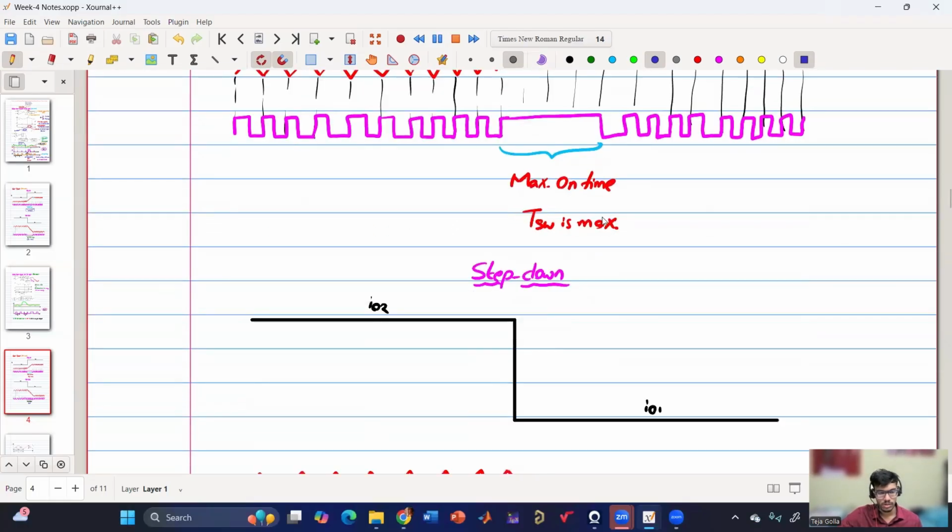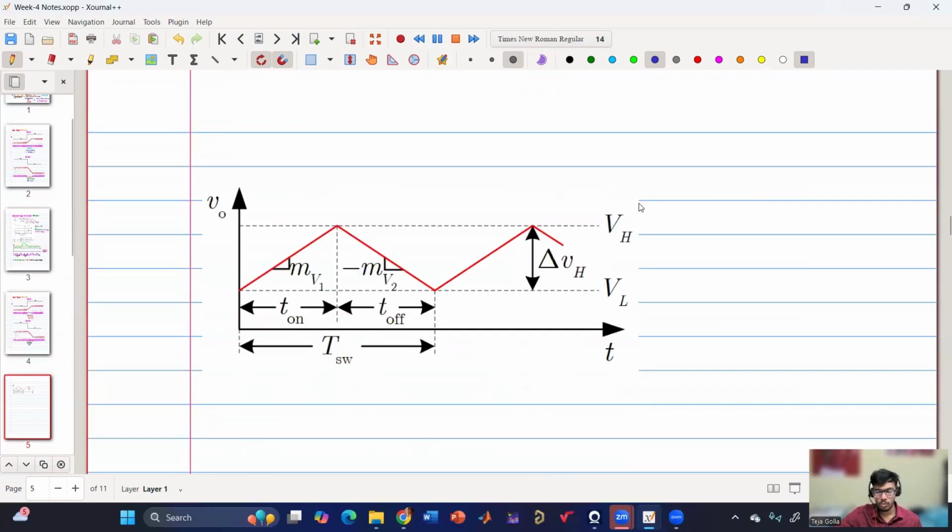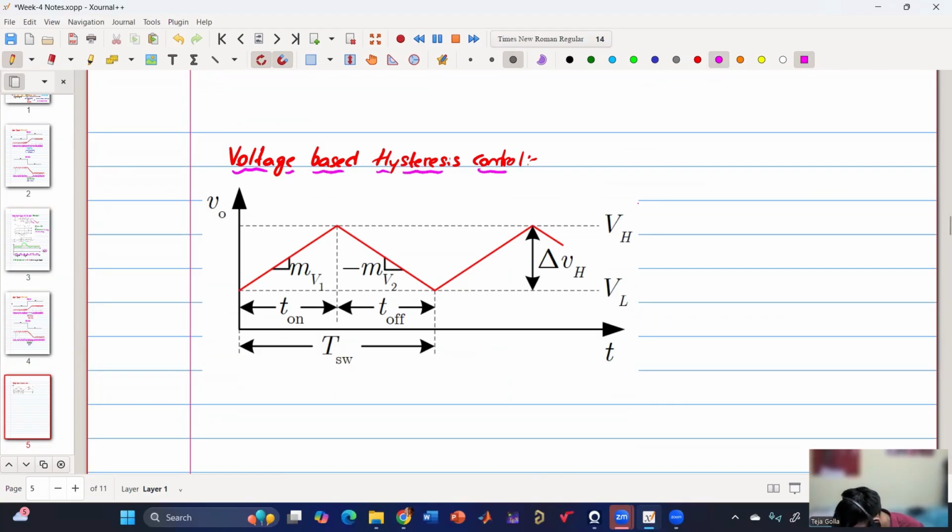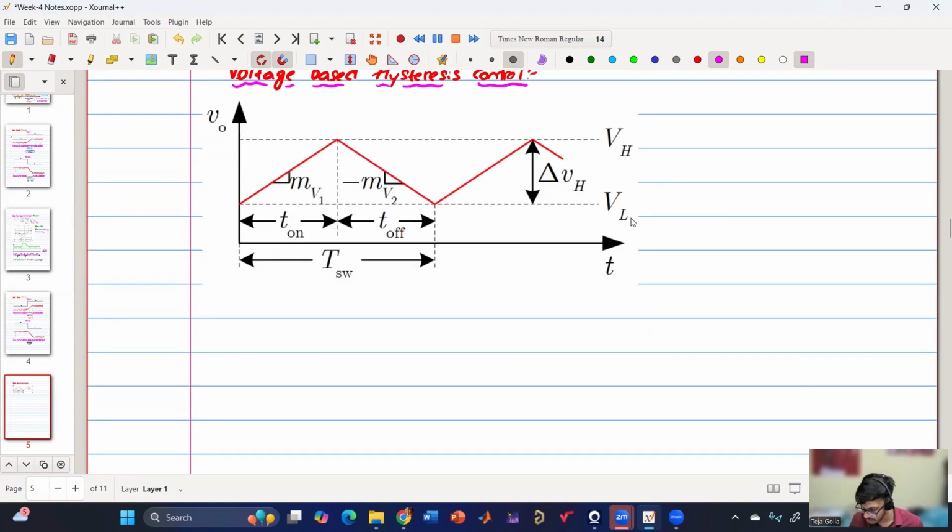Yes, sir. So now if we put both the limitations on peak as well as valley, then we'll get hysteresis. So it is voltage based hysteresis control. Here we have upper limit as well as lower limit, so there will be two comparators. Once V naught is going above VH, it will turn off. Once it is going below VL, it will turn on. So here both on time as well as off time are variable.